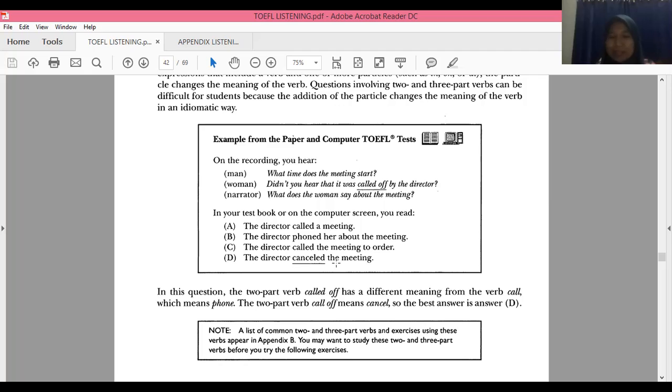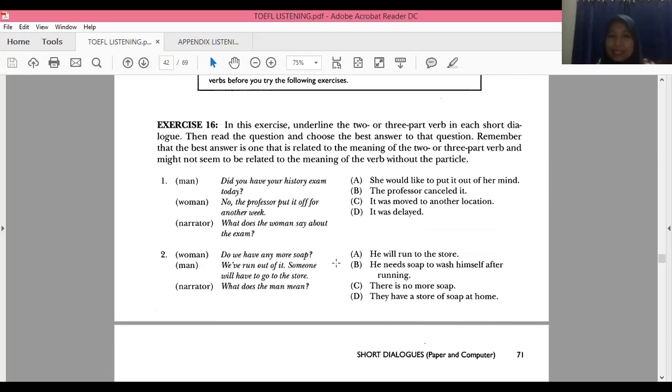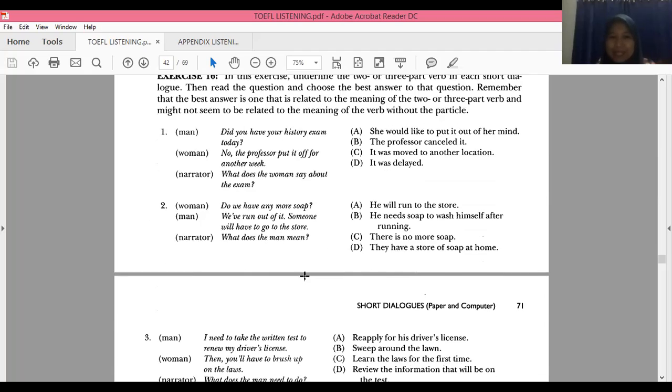Ada verb ketemu dengan preposition. Prepositionnya bisa satu, bisa dua. And now we are doing exercise 16. Please answer the correct one and don't forget to underline the two and three part verbs.